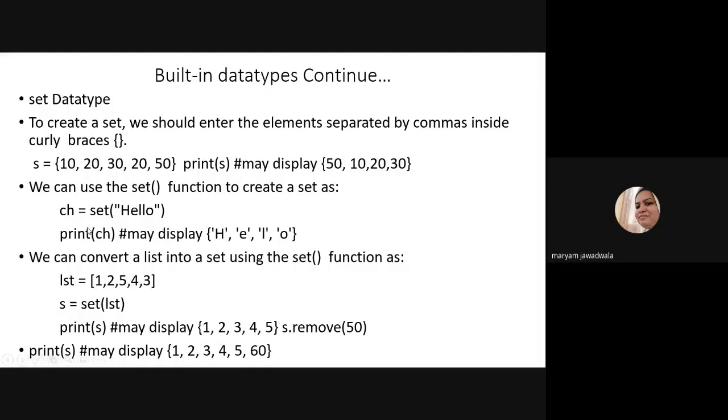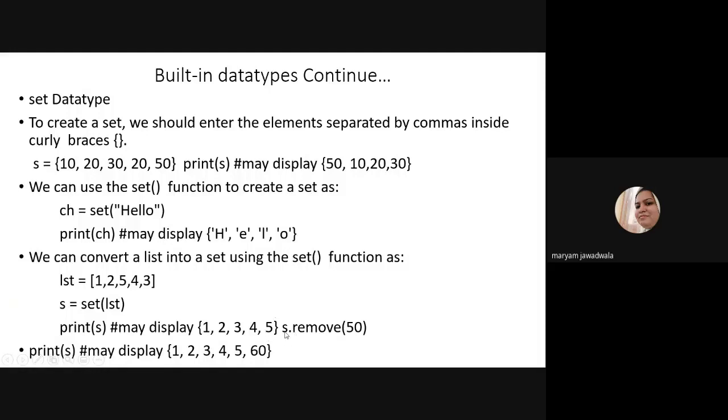Likewise, suppose I create ch is equal to set. The set function is another way to create a set, right? And I write hello. So print ch will display what? Each element a single time. HELO may be the output, or it may be ELOH or LOEH, anything, each element a single time, right? And in this way, we can convert a list data type to a set data type, right?